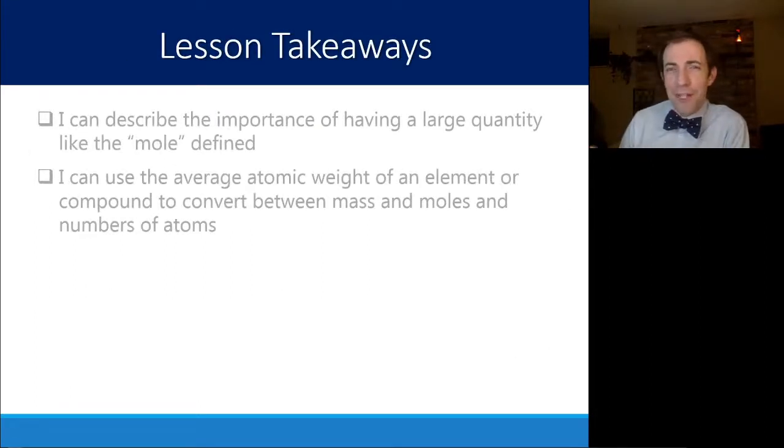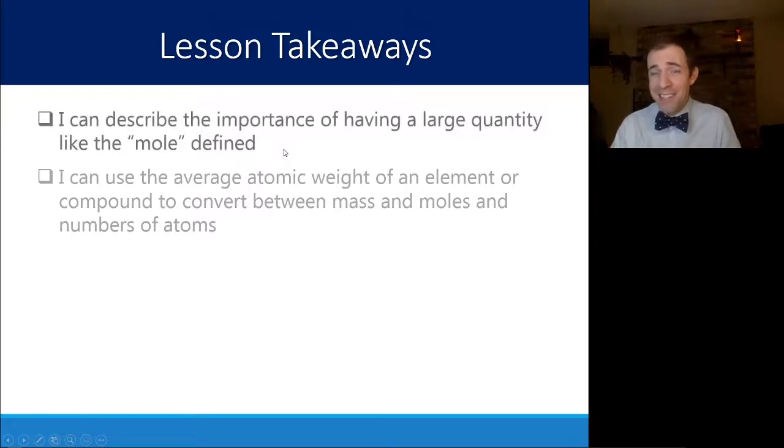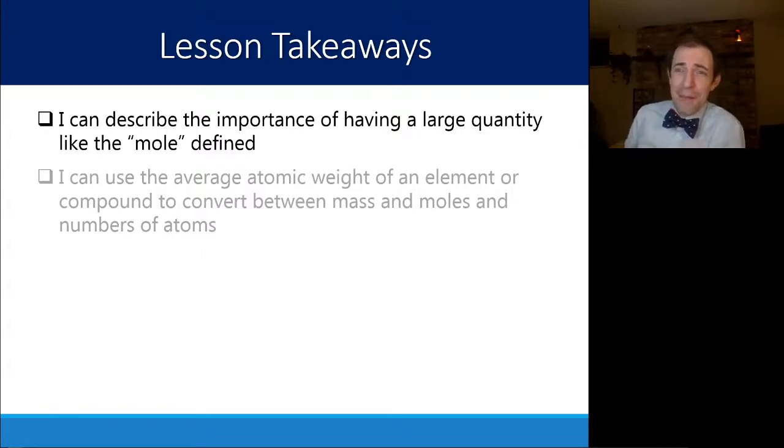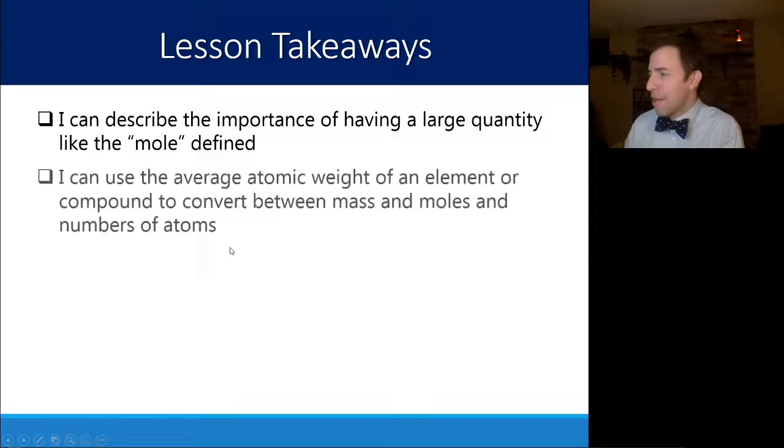All right, a fairly short video, fairly short topic. You should be able to describe the importance of having a large quantity like the mole being defined. So why would we need that? Well, it's because the molecules and atoms that we're talking about are so tiny. So that's how much we need in order to be a measurable quantity that we can actually look at and quantify in that way. You can also use the average atomic mass of an element or compound to convert between mass and moles and number of atoms. So any of those conversions or comparisons that we saw in the questions in this video.